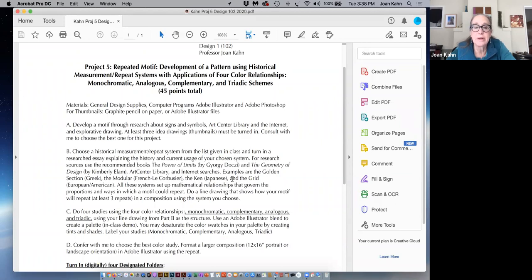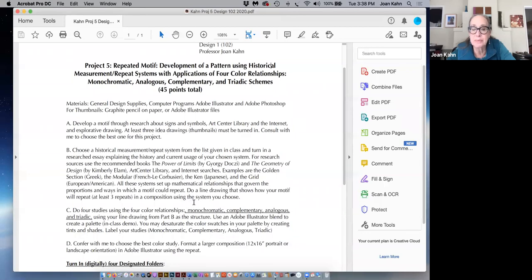Examples are the Golden Section, the Modular, the Ken, the Grid. All these systems set up mathematical relationships that govern the proportions and ways in which a motif could repeat. Do a line drawing that shows how your motif will repeat. At least 3 repeats, making a composition using the system you choose. So those are the first 2 parts of this project.